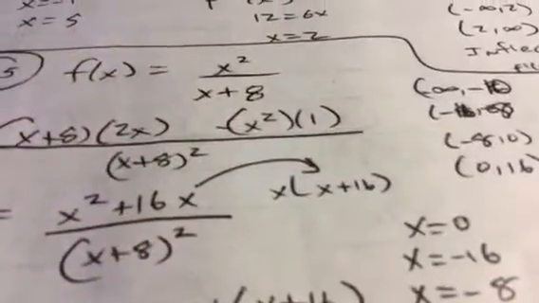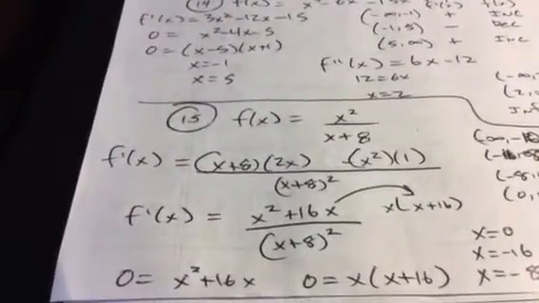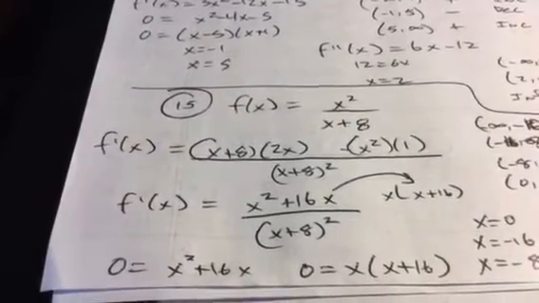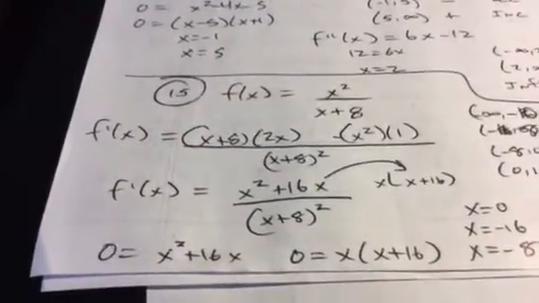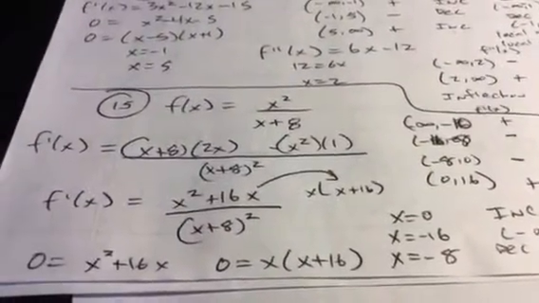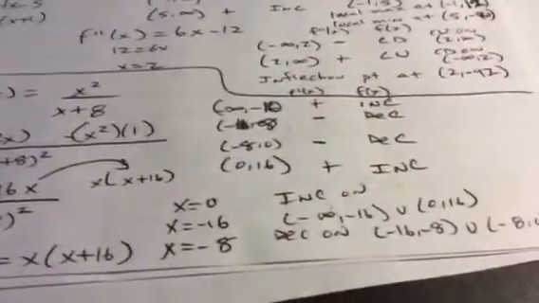And lastly, folks, this one's not fantastic. Okay, low D high minus high D low. It factors out nicely. Again, you have to set the bottom equal to 0 because -8 is a critical value because it makes your derivative undefined. If you set the numerator x times x plus 16 equal to 0, you get 0 and -16.